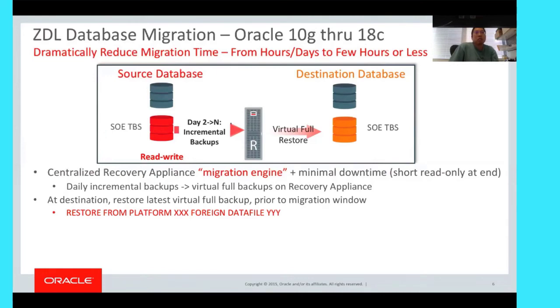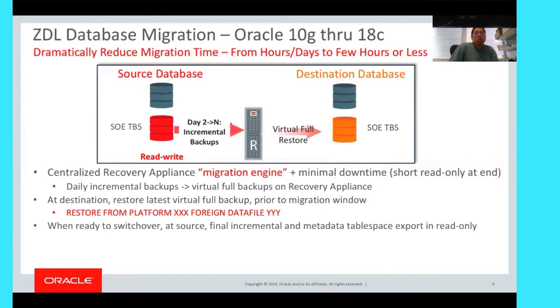Basically, do a restore of a data file and do the conversion to the new destination OS platform in the same command. So after you do that level 0 virtual full restore, so you have all your restored files of the tablespaces done, right before you're ready to switch over, this is where we do a read-only kind of outage, if you will. And this is where you take your final level 1 incremental. This is done in read-only mode. The system ingests that final incremental.